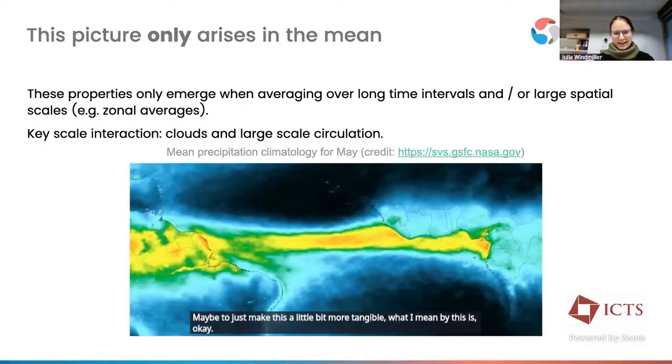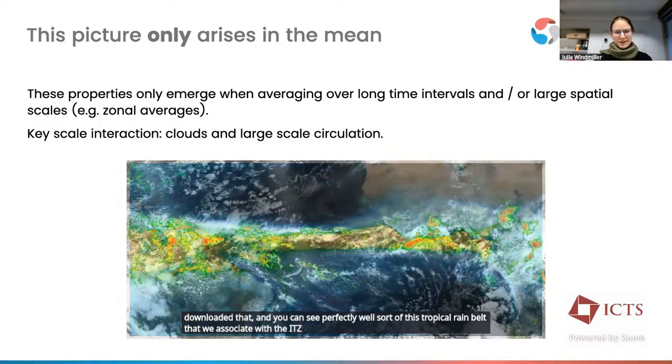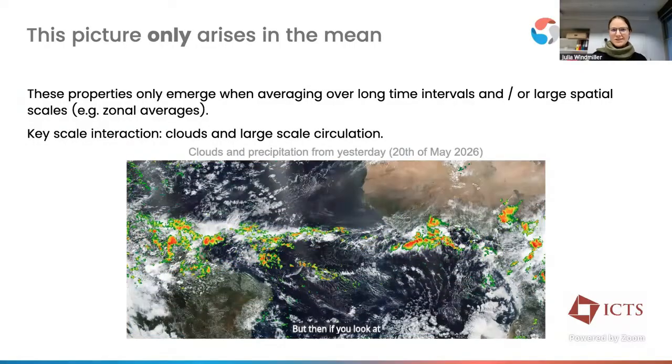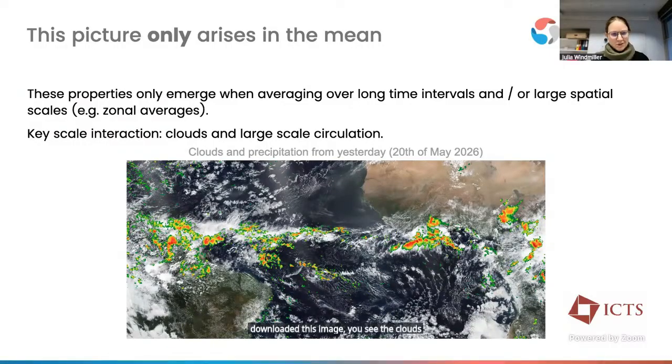To make this a little more tangible, now we're going to look at the Atlantic ITZ. You see parts of West Africa, parts of South America, and in between, this is the mean precipitation climatology for May. I just downloaded that, and you can see perfectly well the tropical rain belt that we associate with the ITZ. But then if you look at what the precipitation looked like yesterday, I just randomly went on NASA Worldview and downloaded this image. You see the clouds, but you also see the precipitation superimposed on this.